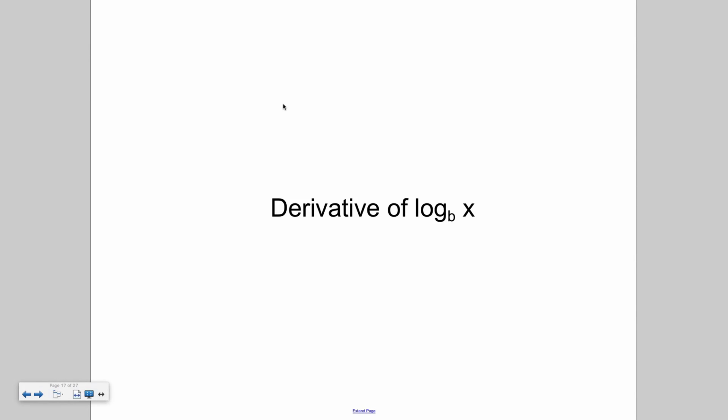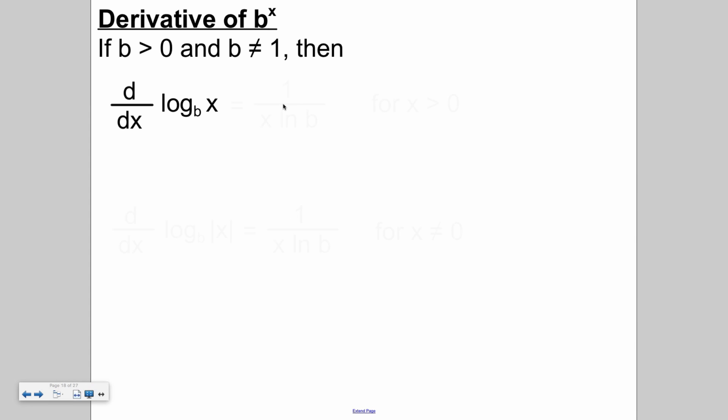Alright, next up we're going to be talking about the derivative of log base b of x. So here we go. If b is greater than 0 and b does not equal 1, then the derivative of log base b of x is 1 over x times ln of b. And again, this is only true for when x is greater than 0.